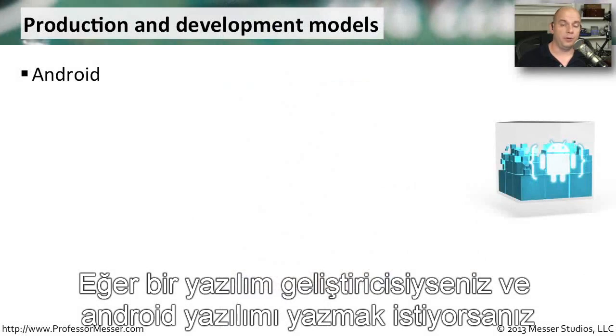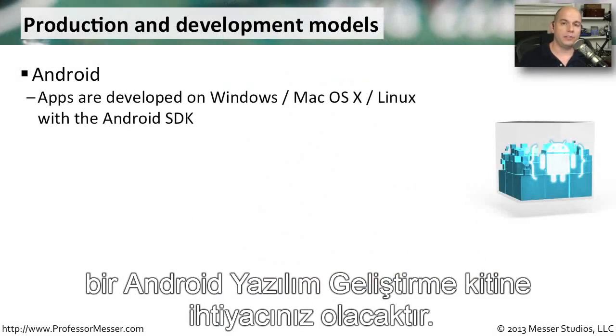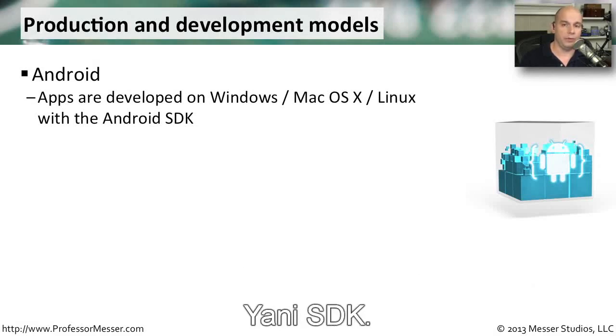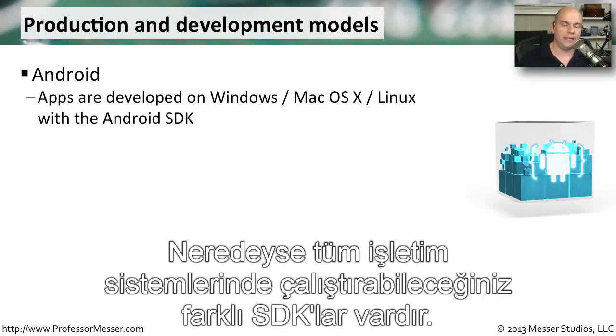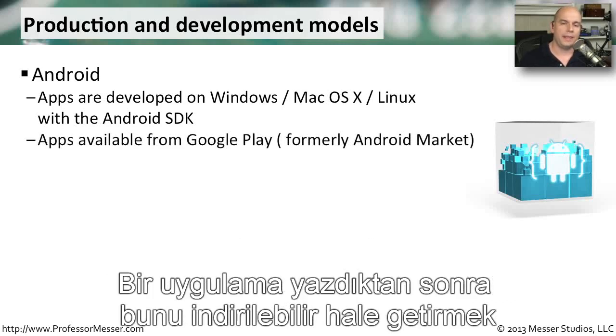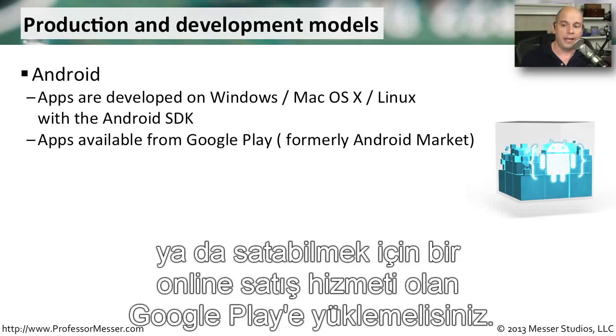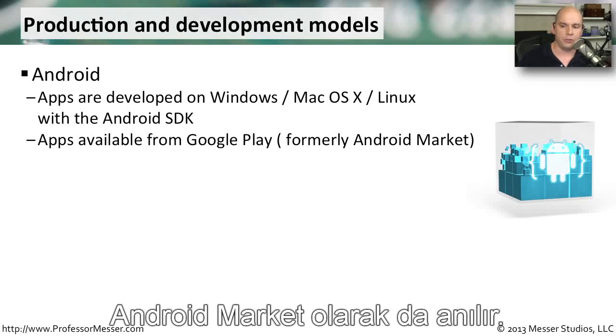If you were a developer and you wanted to create applications for the Android operating system, you would need the Android Software Developers Kit, or the SDK. And you can build these applications on Windows, on Mac OS X, on Linux. There are different versions of the SDK that you can run in almost any operating system. Once you create the applications, you can make them available for download or for sale in an online service called Google Play. This used to be called the Android Market.